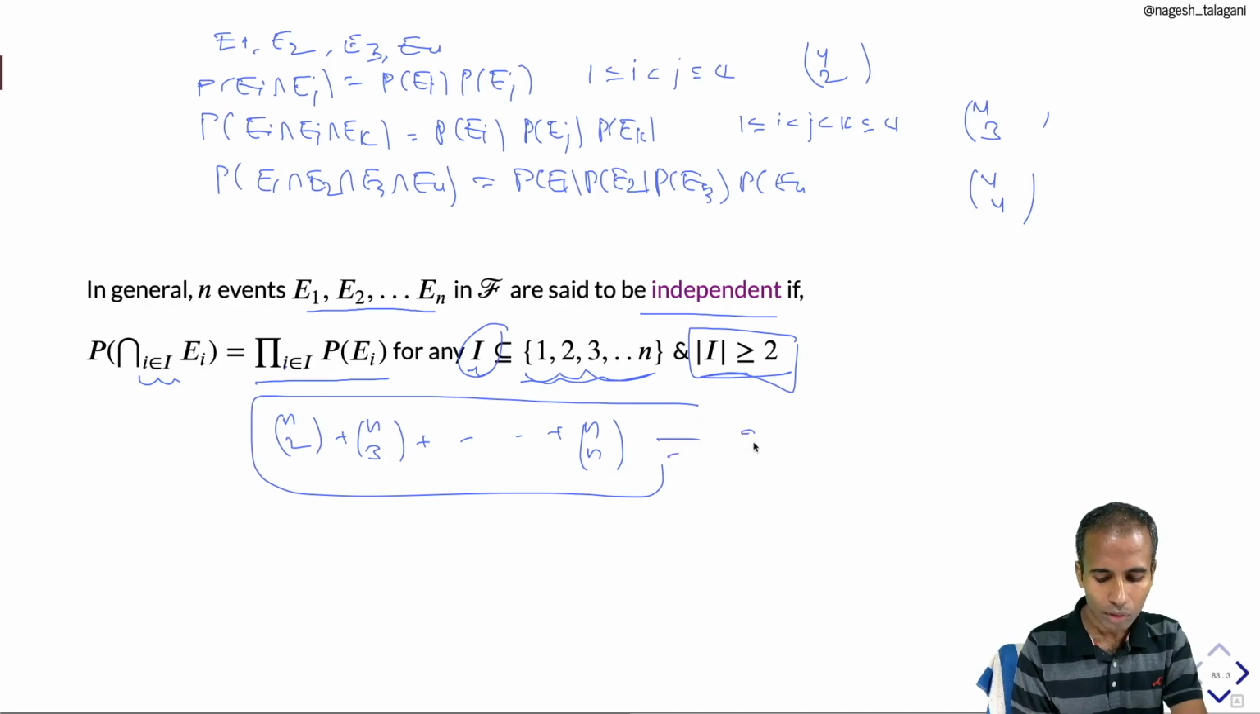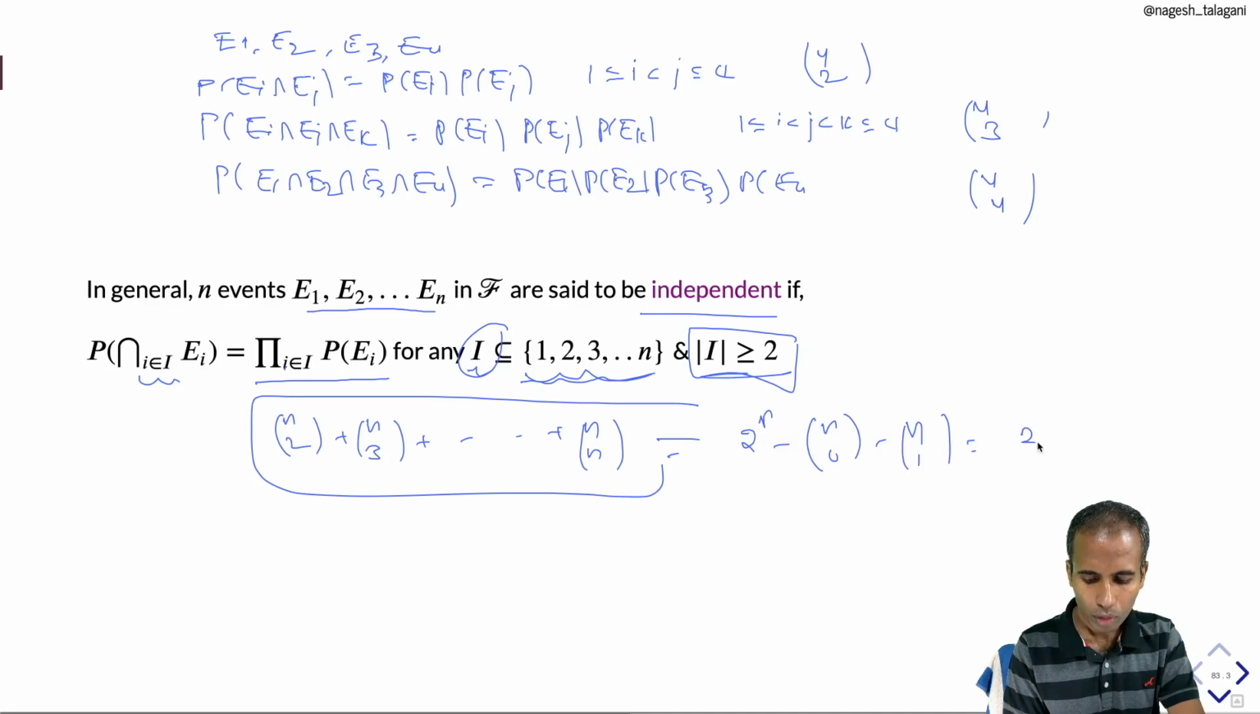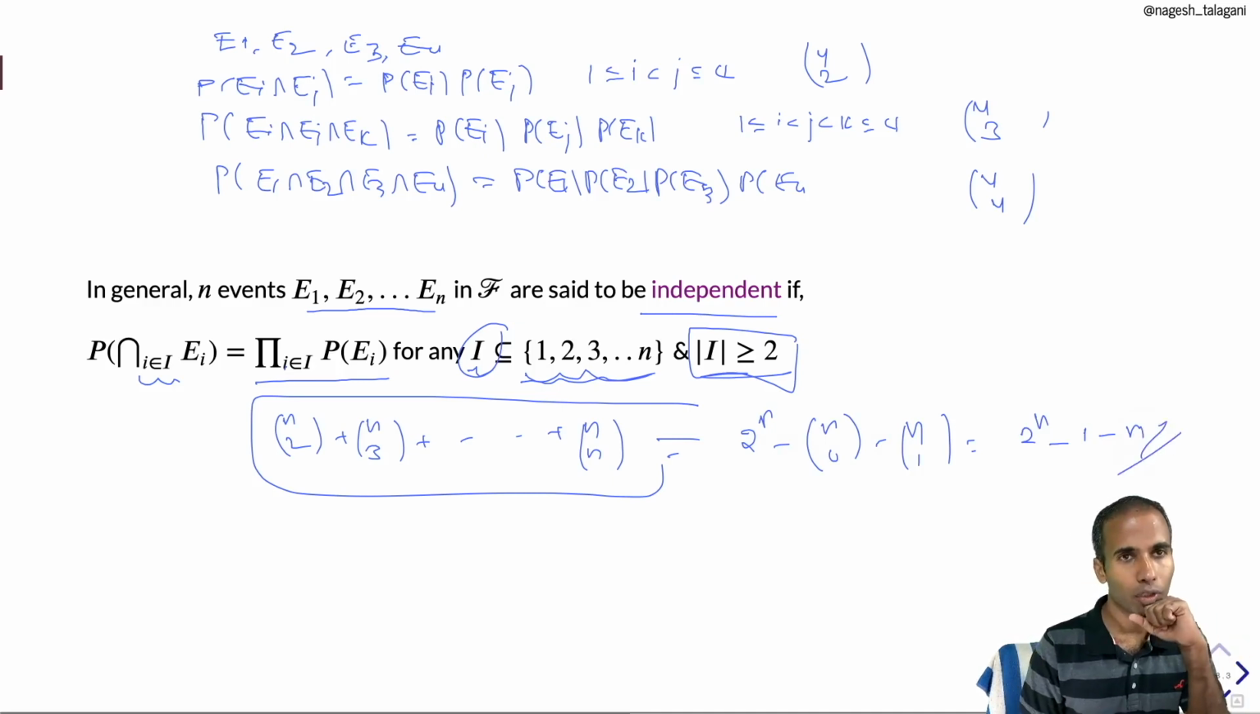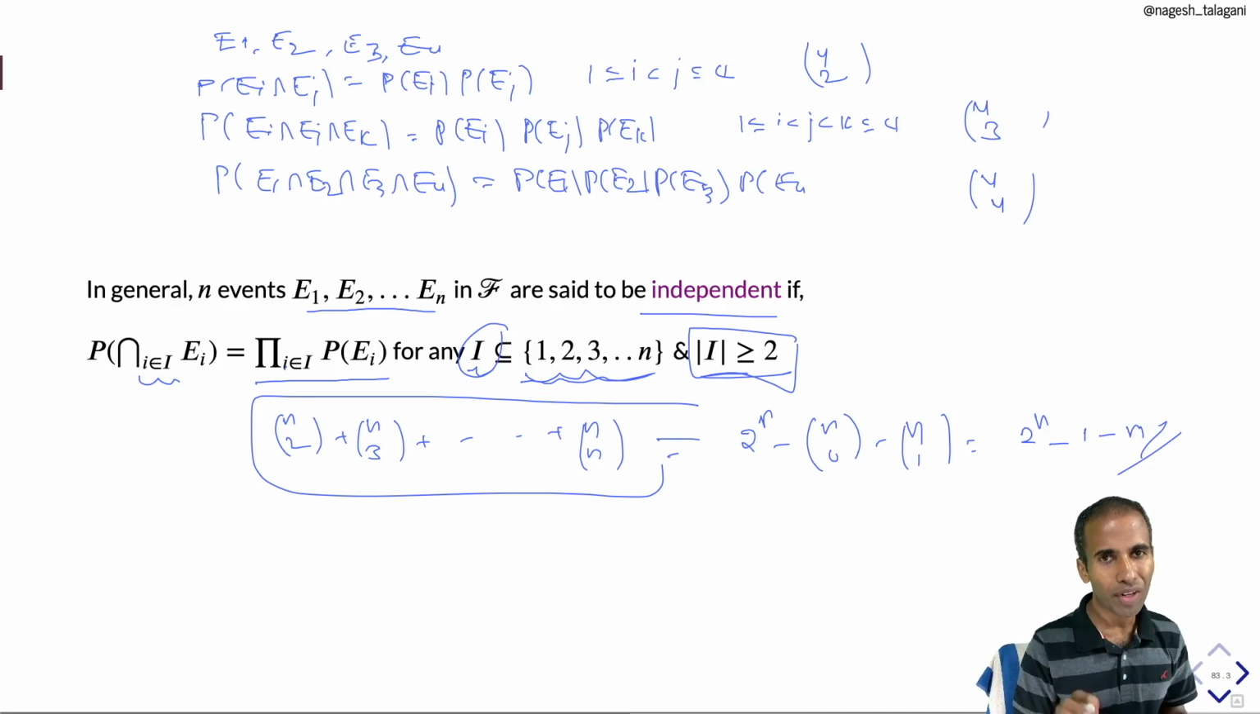Actually, from the identity, this is also equal to 2 power n minus n choose 0 minus n choose 1. This is going to be 2 power n minus 1 minus n. So this many conditions we will be checking to decide whether n events are independent. This is the general definition for n events to be independent.